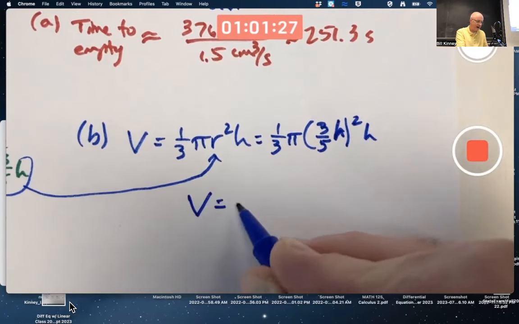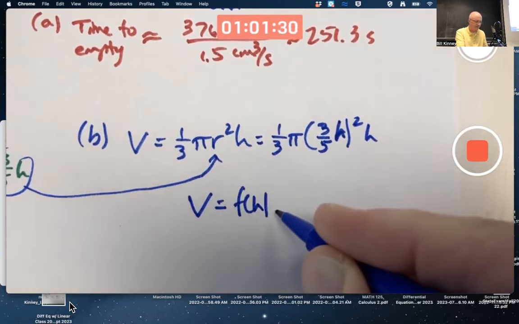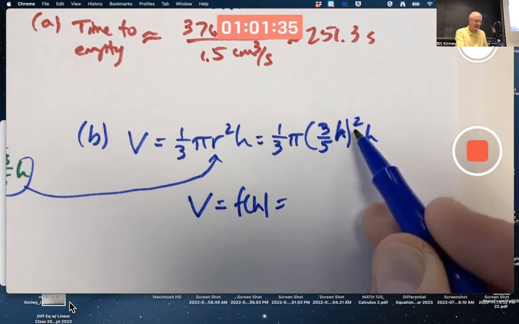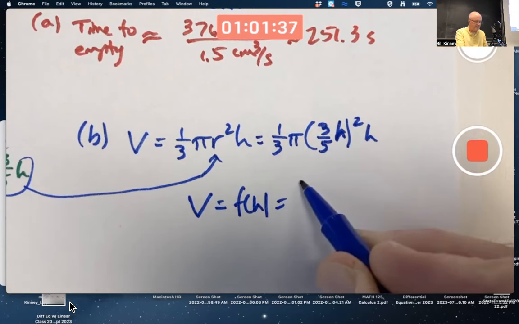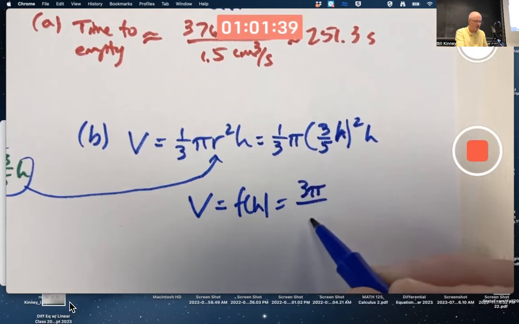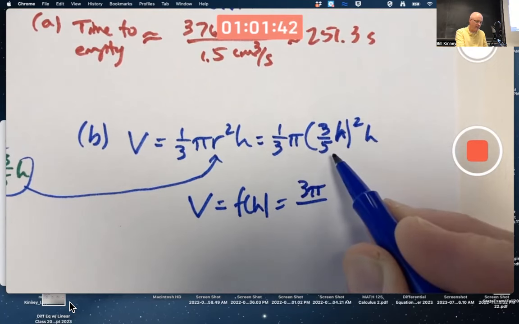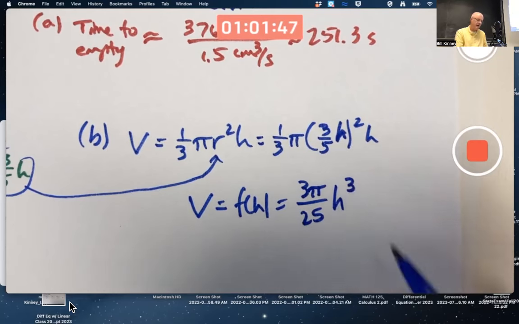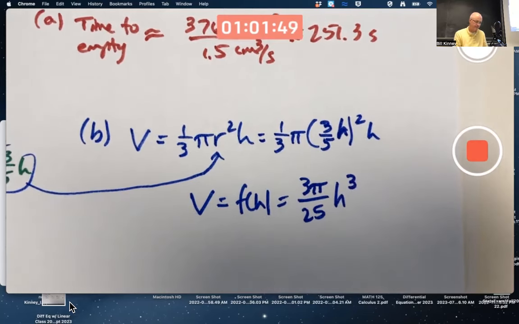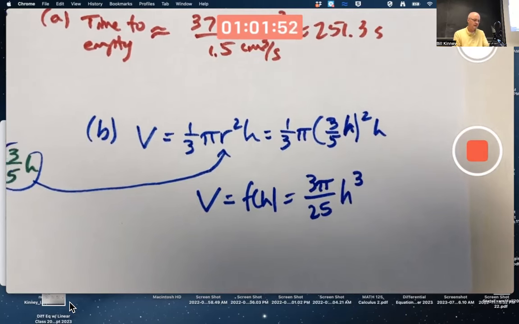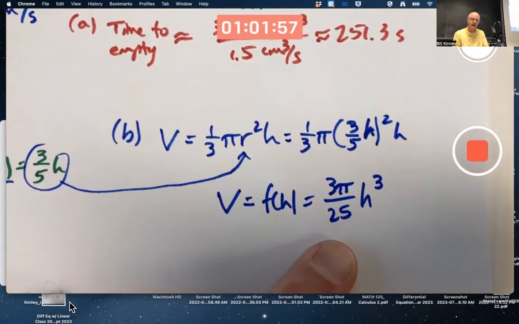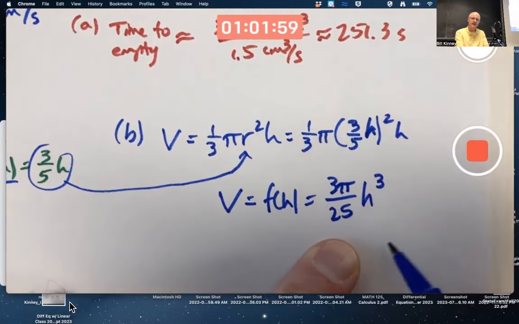The volume as a function of h, I'll write V of h here. Simplify this. 3 squared is 9, divide by 3 gives you 3. 3 pi h, and the 5 gets squared down there to give you a 25. h cubed, h squared times h. Got the pi. 5 squared in the bottom is 25. h squared times h is h cubed. That's the answer to part B.